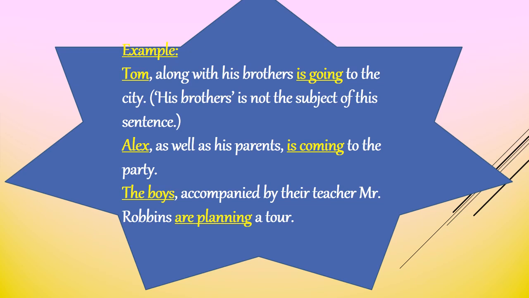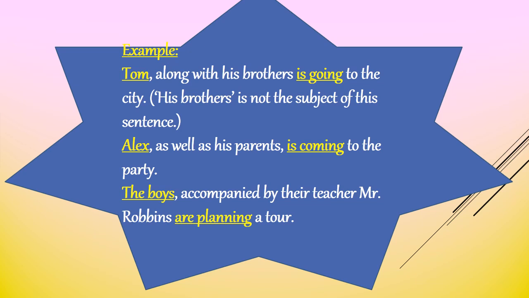Examples: Tom, along with his brothers, is going to the city. Here, his brothers is not the subject of this sentence. The main subject of this sentence is Tom. Here the expression along with is added, so it will not affect the subject. The subject will remain singular only. So, Tom, along with his brothers, is going to the city.